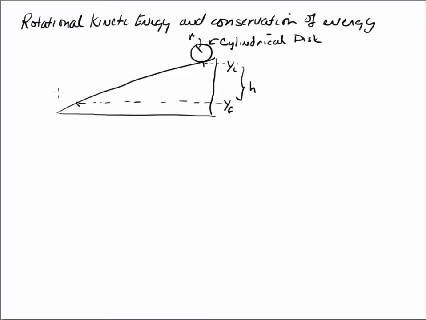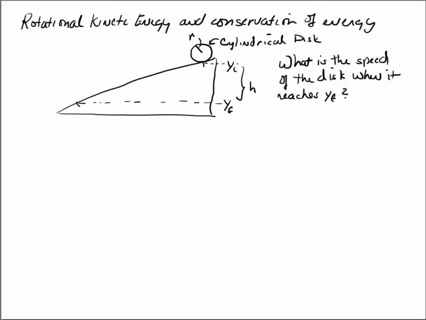We have the cylindrical disc, which has radius r. And the question is, what is the speed of the disc when it reaches y final? We're going to use conservation of energy, and conservation of energy requires what? As I've said in previous sessions, write down your answer first, pause the video, and then check it by proceeding.